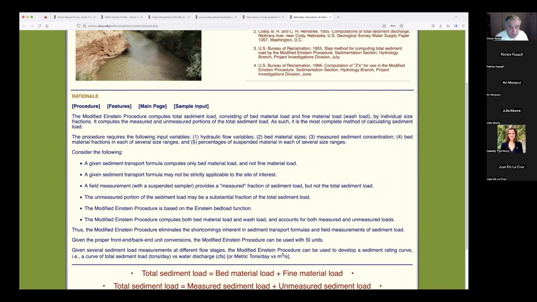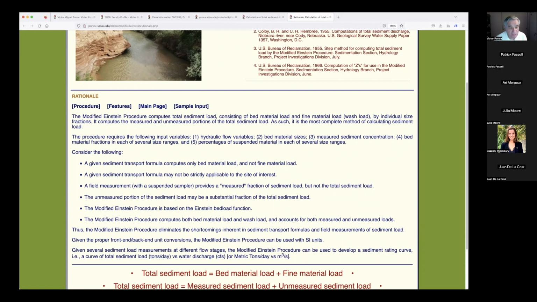The procedure requires the following inputs: hydraulic flow variables, all of them, as we have listed just recently, the bed material sizes, the measured sediment concentration, the bed material fractions in each of several size ranges, and the percentages of the fractions in size ranges, and the percentages of suspended material in each of several size ranges. All that is put together and is in the example in the 1955 STEP method Bureau of Reclamation publication.